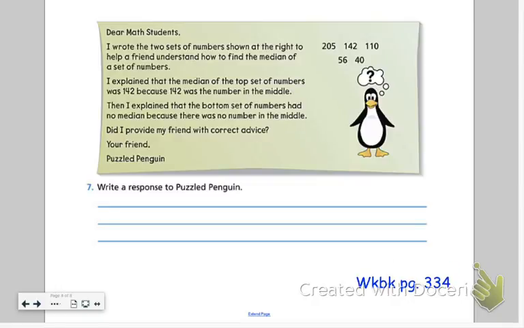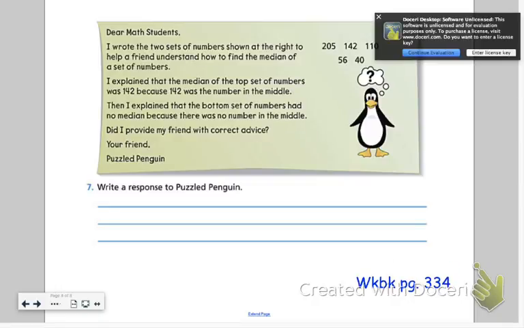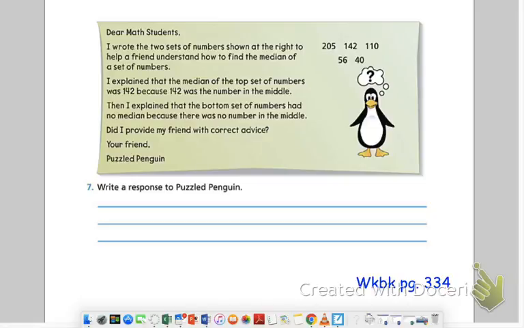Last thing we're going to do is one of the puzzled penguins. You'll do one on your own, but this is one that we're going to do together. Dear math students, I wrote the 2 sets of numbers shown at the right to help a friend understand how to find the median of a set of numbers. I explained that the median of the top set of numbers was 142 because 142 was the number in the middle. Then I explained that the bottom set of numbers had no median because there was no number in the middle. Did I provide my friend with correct advice?